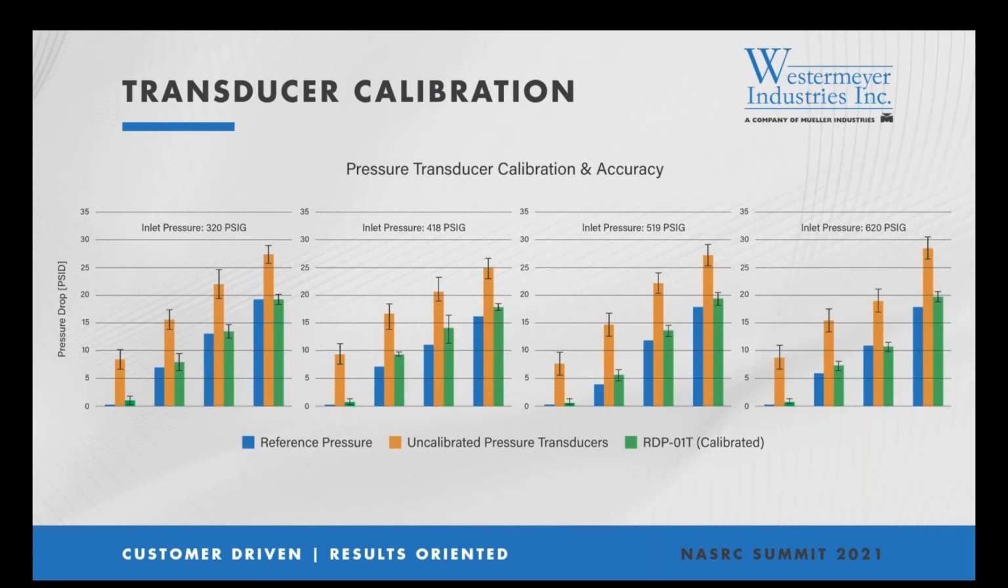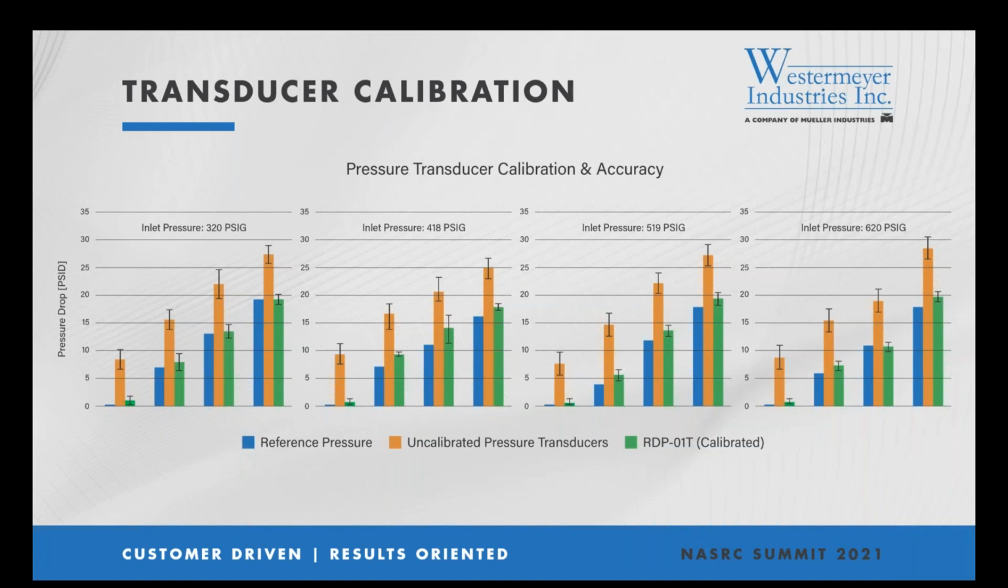The graphs shown here are developed on a real-life test stand in our lab and illustrate the benefits of our patent-pending calibration process. So, what was the process? We took uncalibrated transducers and exposed them to measurable pressure drop, which is illustrated in the blue bars. We took those readings and received an output, which is referenced in the orange bars.